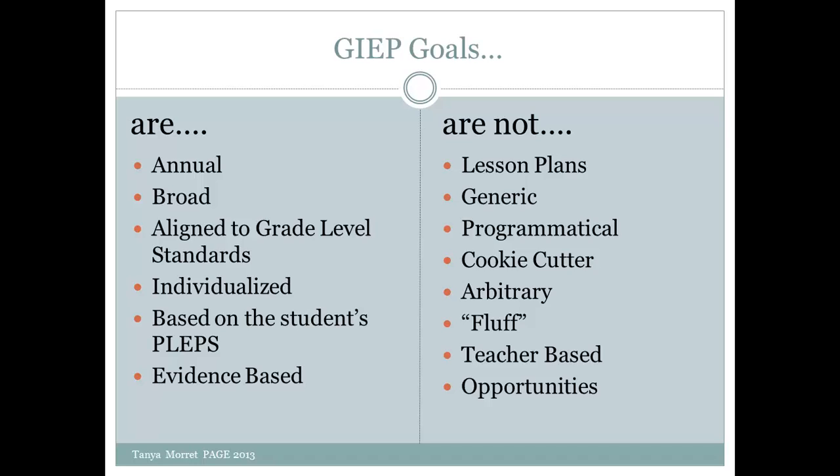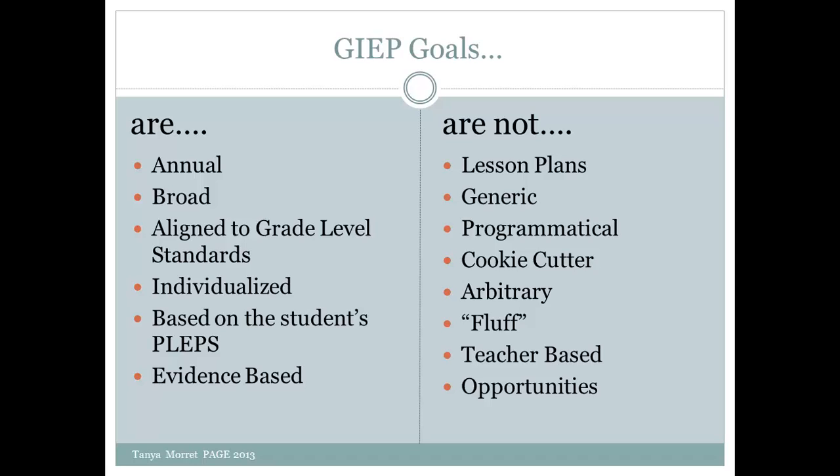And when we see goals like that, they're very cookie cutter. They're very arbitrary. When we have vague goals that are repeated year after year, there's no accountability as to what's going on in the classroom, and sometimes what's going on in the classroom, in the gifted pull-out classroom, appears so disconnected from the standards that it looks like fluff.